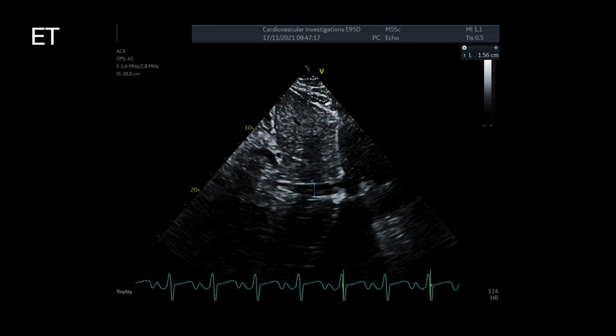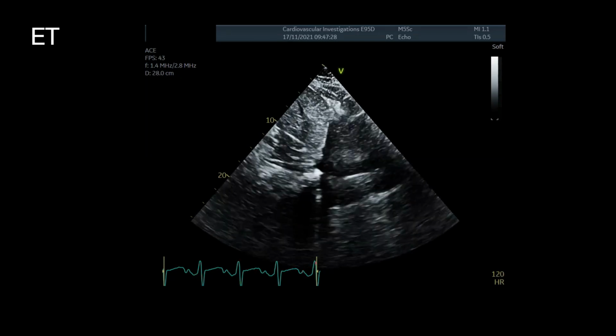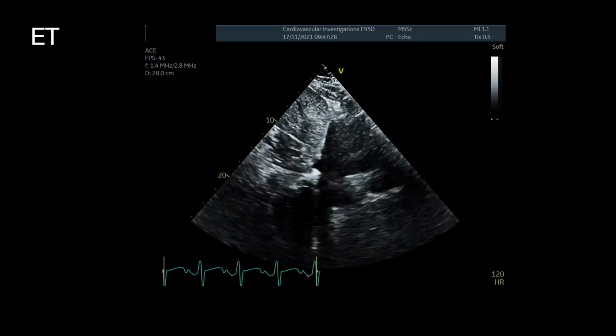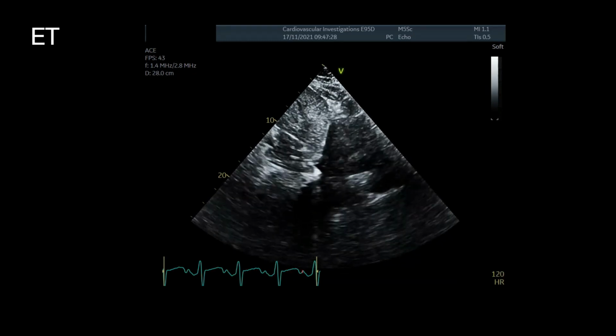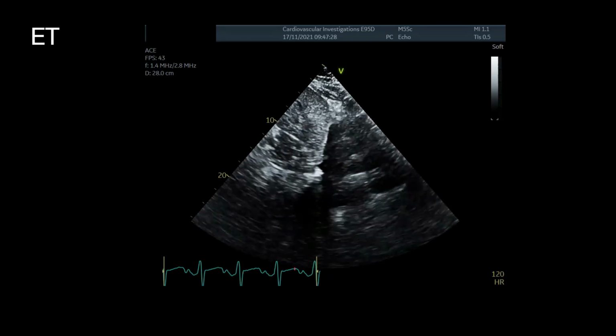Now move to the IVC, which is 1.5 centimeters in diameter, which is not dilated. And an IVC that's collapsible by, I think, at least 50%. So that would be indicative of a right atrial pressure of 3.